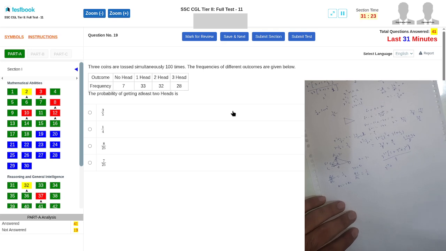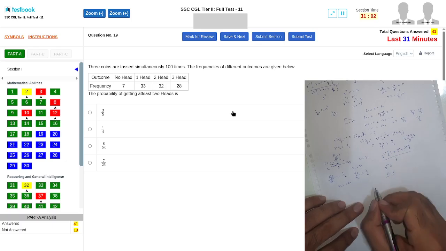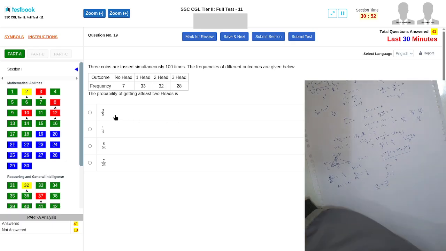3 coins are tossed simultaneously on the table. The frequencies of different types of outcomes are given below. The probability of getting at least 2 heads is, at least 2 heads. 2 या 2 से ज़्यादा. 0 और 1 की निकाल लेते हैं. 9 हेड 40 72, 7/100. 1 हेड 33/100, 40 60/100, 3/5. At least 2 heads.